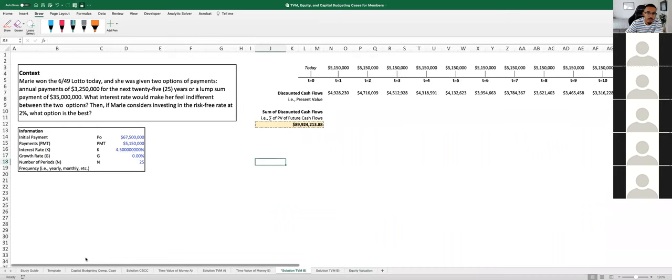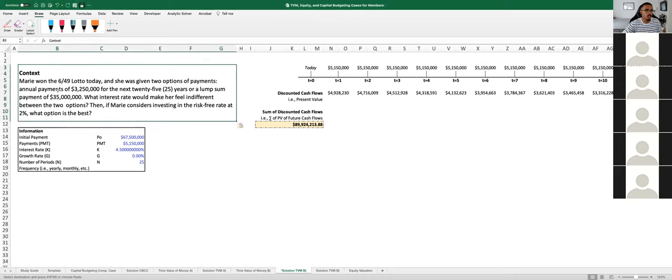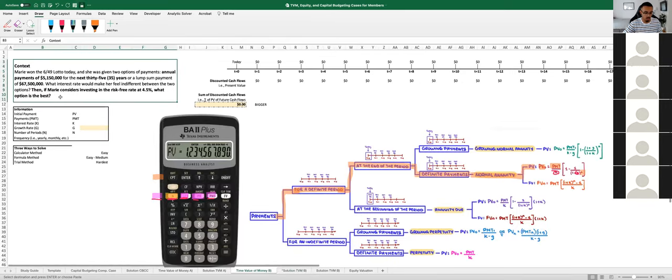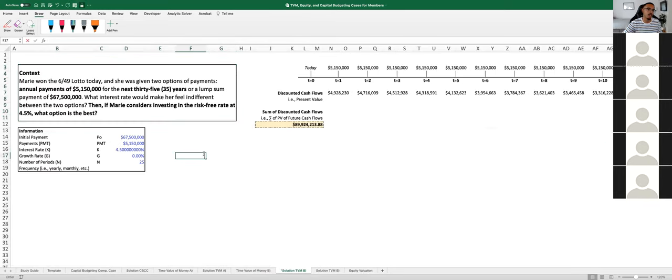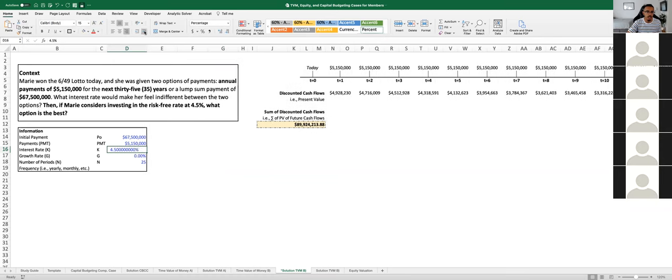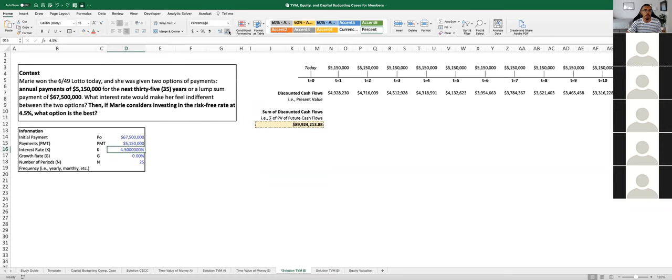So just to do the second part together, if we were to have annual payments of $5,150,000 a year for the next 35 years, and we had that versus a lump sum of $67,500,000, we would actually rather take our annual payments, right? Because the present value at a rate of 4.5% is actually $89,924,000, which is obviously bigger than the amount quoted for today.